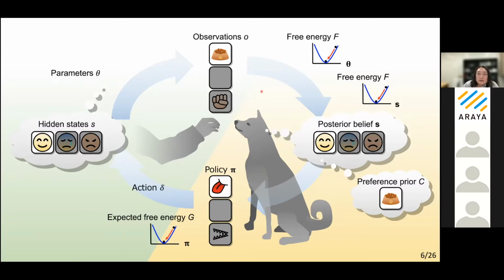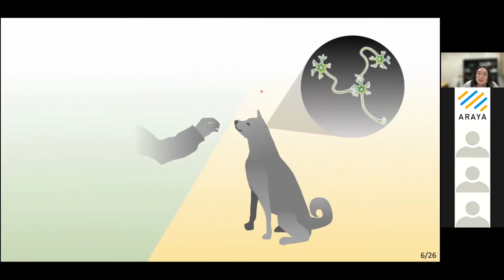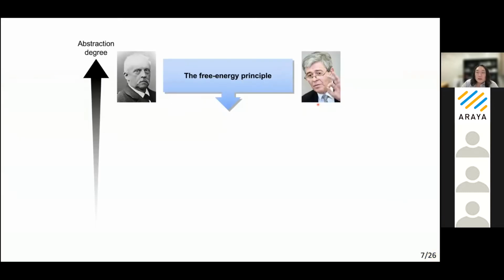But it is based on a conventional Bayesian view of the brain, which doesn't address the neuronal substrate that realizes this process. So our question is, what is the neuronal substrate that realizes this variational Bayesian inference and free energy minimization? So we would like to know its neuronal mechanism. In other words, the free energy principle is a brain theory with a high abstraction level.